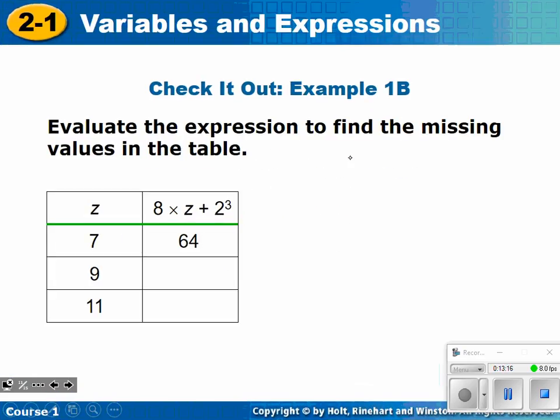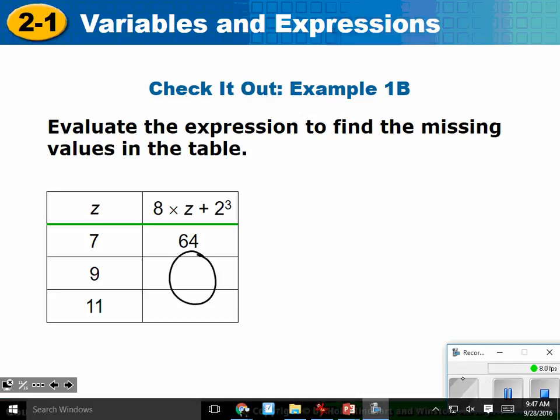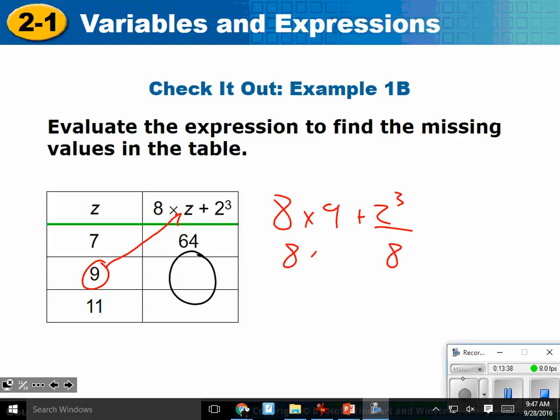Just do 9. That's all I want to see. Tell me what goes in this box. All right, good job, because we got 8 times, take this 9, plug it in there, 9 plus 2 to the 3rd. This is 8. 8 times 9 plus 8, 72, plus 8 is 80. So 80 goes there. Good.